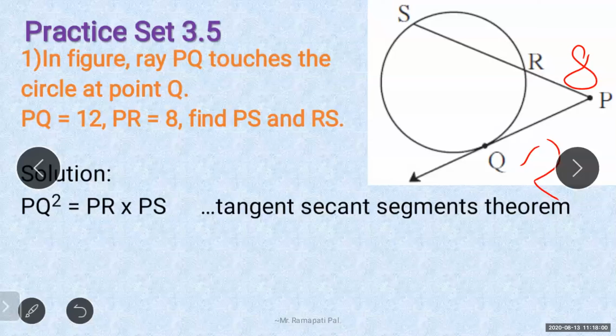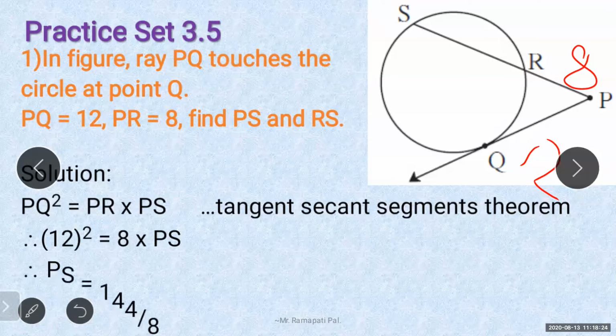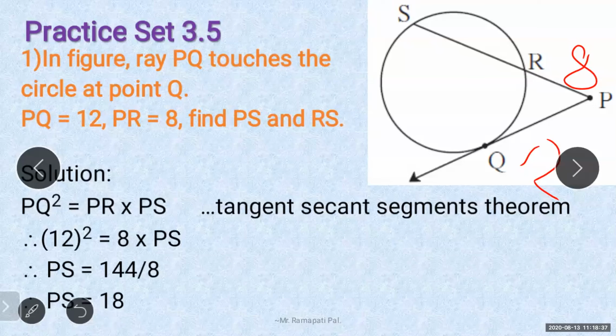Yes. So PQ is given. Let's substitute that value. 12 square is equal to, the value of PR is also given, 8 into PS. Now we know that 12 square is 144, equal to 8 into PS. 8 is on the right side of the equal sign, so let's take it to the left hand side and divide. Is it clear? So PS is equal to 144 divided by 8. So what is the answer now? PS is equal to 18. Correct. PS is equal to 18.